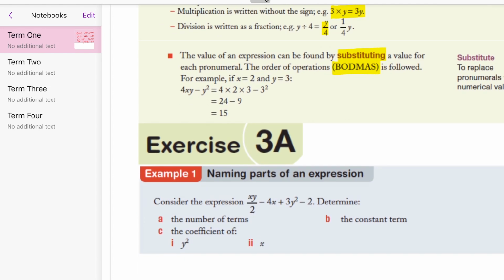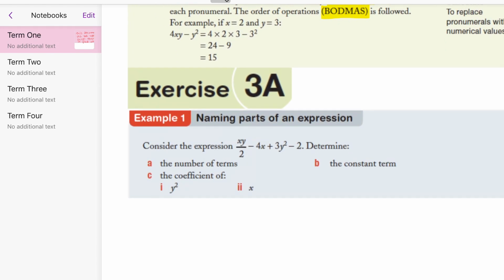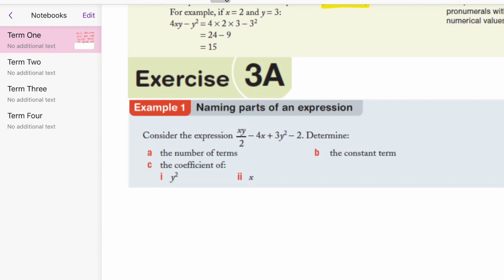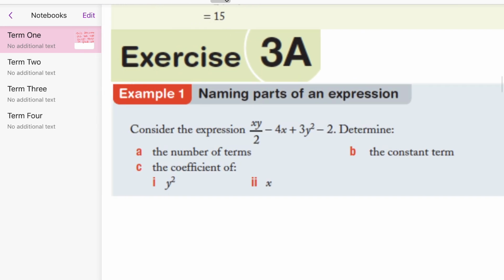Right, so let's jump into some questions. So we've got this first example here, in example 1 of 3A, where we are asked to consider the following expression. Now it asks us to state the number of terms that we have. We've got 1, 2, 3, and 4. So in this one, we've got 4 terms.